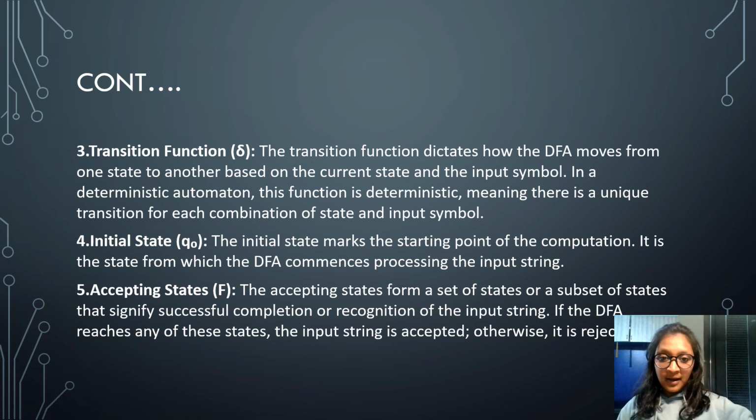Initial state. The initial state marks the starting point of a computation. It is the state from which the DFA commences processing the input string. Accepting states. The accepting states form a subset of states that signify successful completion of recognition of the input string. If the DFA reaches any of these states, the input string is accepted, otherwise it is rejected.